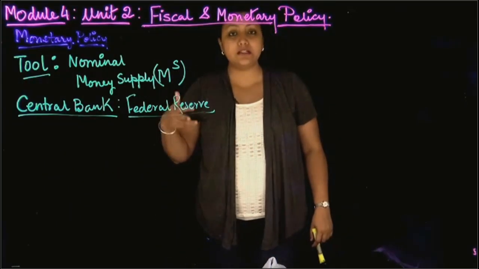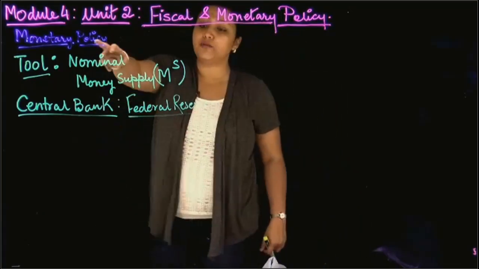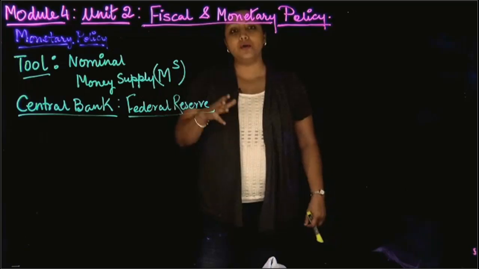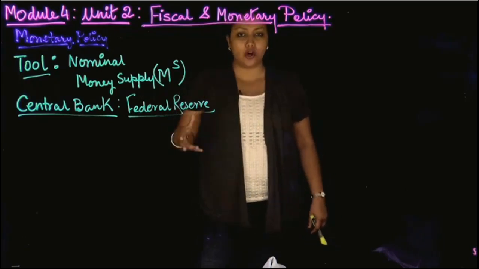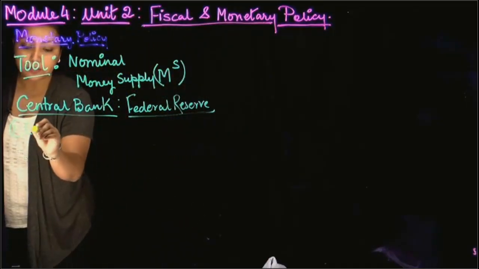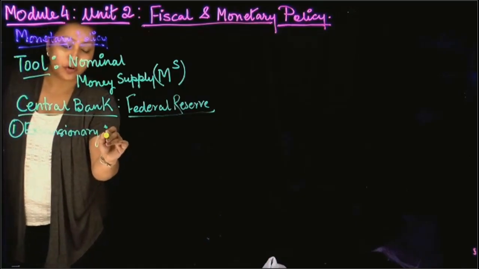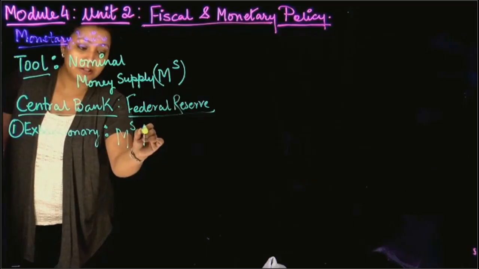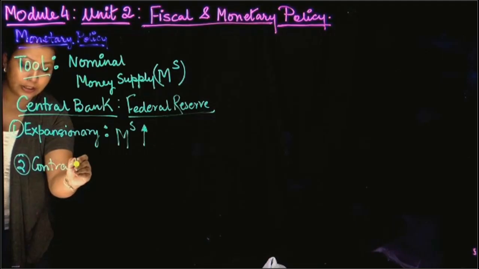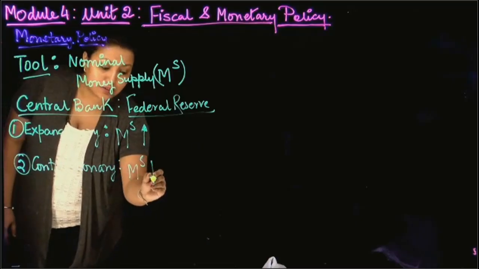Unlike the fiscal policy, it is not under the discretion of the government. So you can understand that in case of monetary policy, the only tool that the Federal Reserve has is the total amount of currency or cash in circulation in the economy. And based on this tool, there can be two kinds of monetary policy. That is the expansionary monetary policy, in which the money supply will increase, and the contractionary monetary policy, in which the money supply decreases.